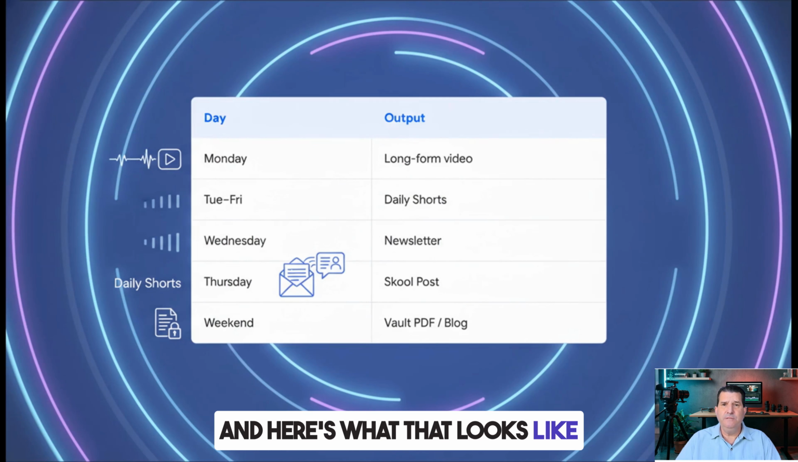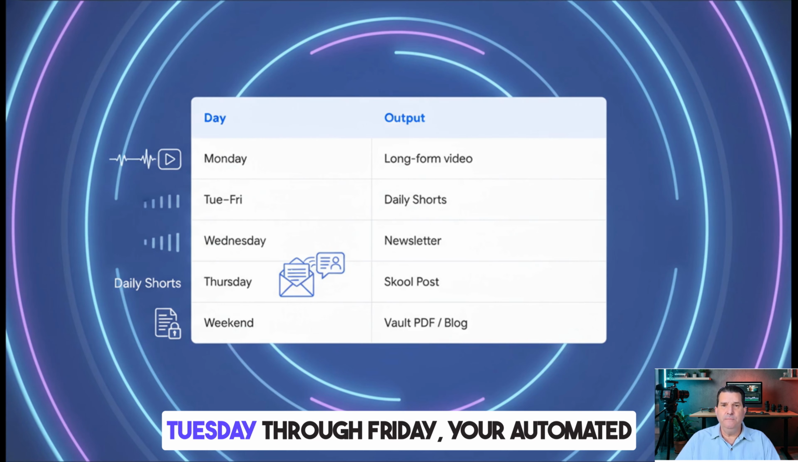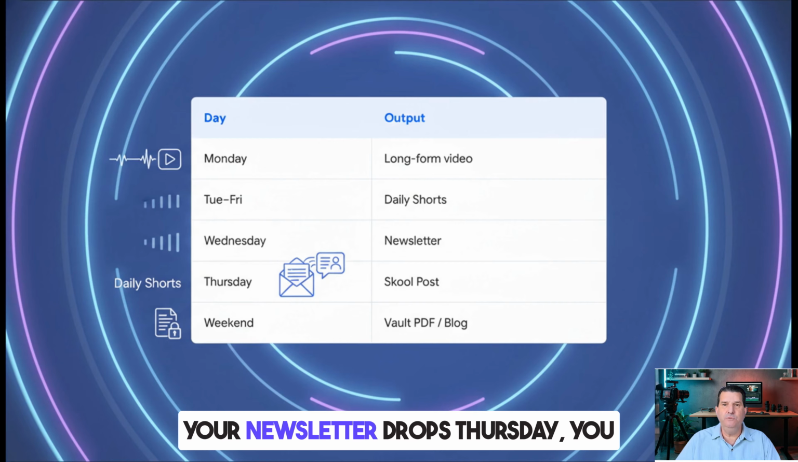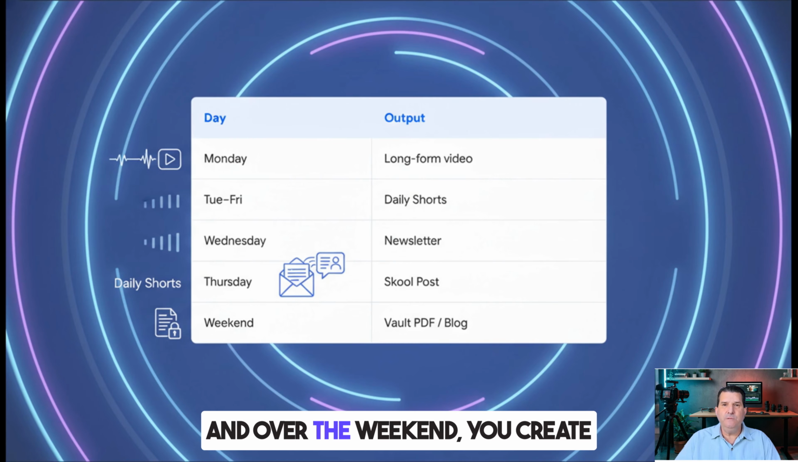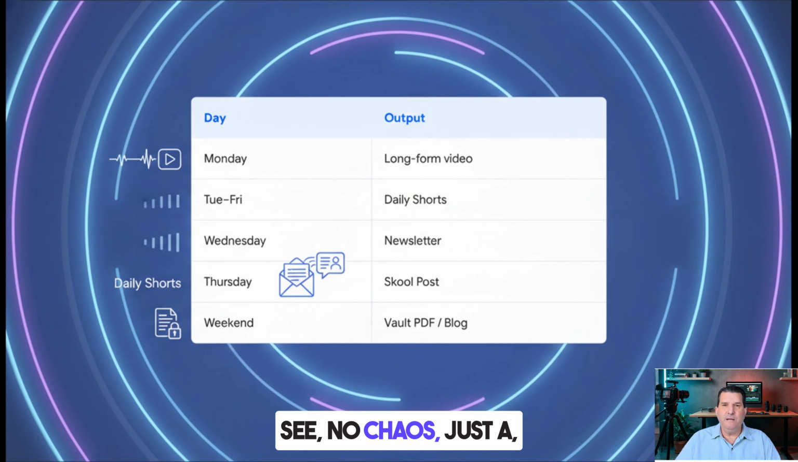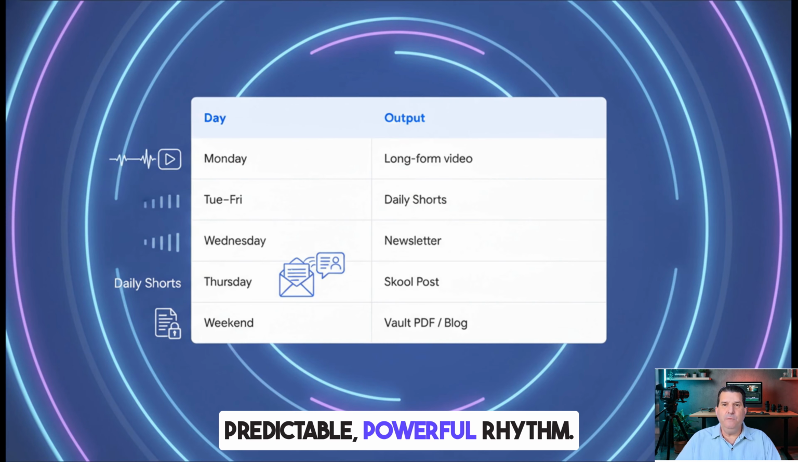And here's what that looks like in a simple, calm weekly schedule. The flywheel kicks off on Monday when you publish your big video. Tuesday through Friday, your automated shorts are going out. On Wednesday, your newsletter drops. Thursday, you spark a discussion in your community. And over the weekend, you create an evergreen asset like a blog post. See? No chaos, just a predictable, powerful rhythm.